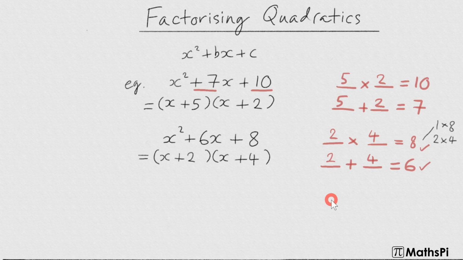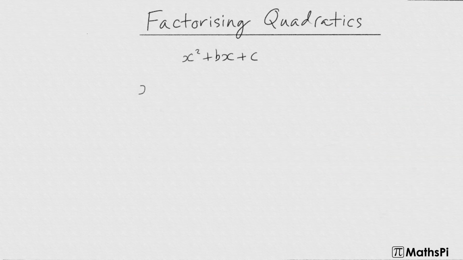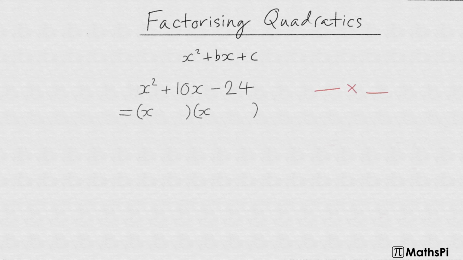Okay, so let's start to make the examples a bit more difficult now. So let's do x squared plus 10x minus 24. So once again, setting up your answer here with double brackets, x in each bracket, and we're going to do our product and sum. So our product here is negative 24, and the same two numbers we'll have to add to make 10.